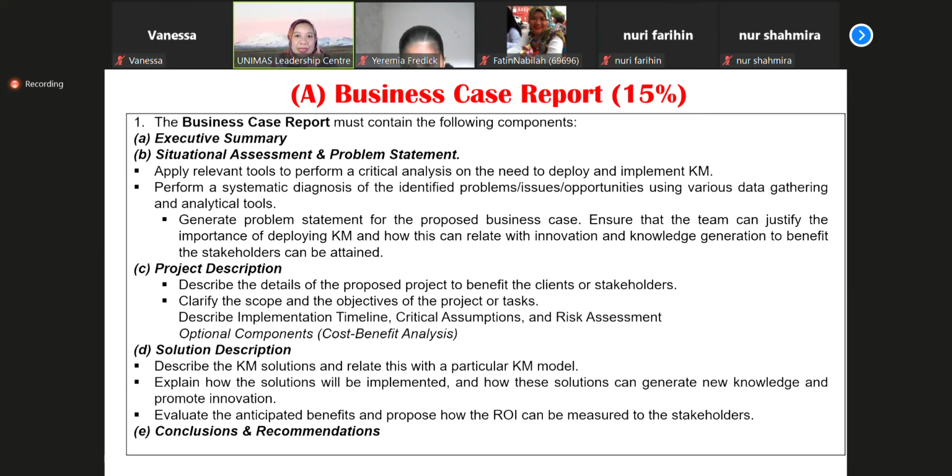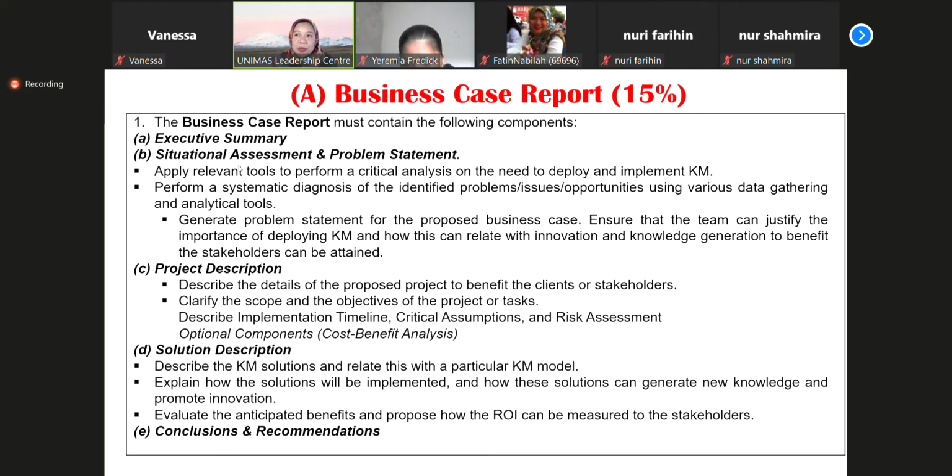We are not talking about your secondary data, we don't care about that. Business is about deciding how to manage resources. So your problem statement should reflect that in your business case. Then ensure that the team can justify why you want to deploy knowledge management and how this relates to innovation and knowledge generation to benefit the stakeholders, and how you are going to help them attain it.